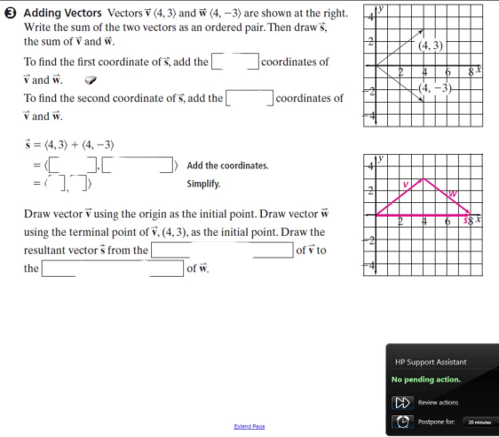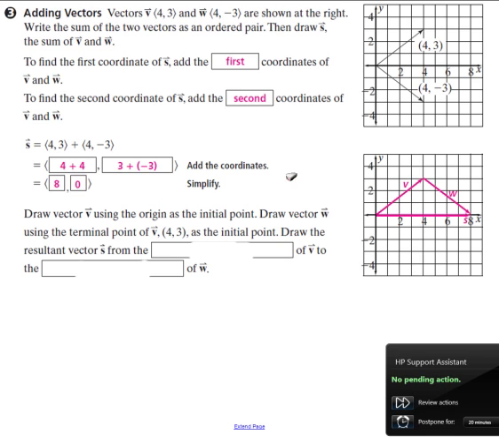So notice it says to find the first coordinate, we're going to add the first coordinates of V and W. So the first coordinate of V is 4, the first coordinate of W is 4. We're going to do the same thing for the second coordinates, 3 and negative 3. So 4 and 4 make 8, 3 and negative 3 make 0. So the resultant vector of those two, when you add them together, should be 8, 0.